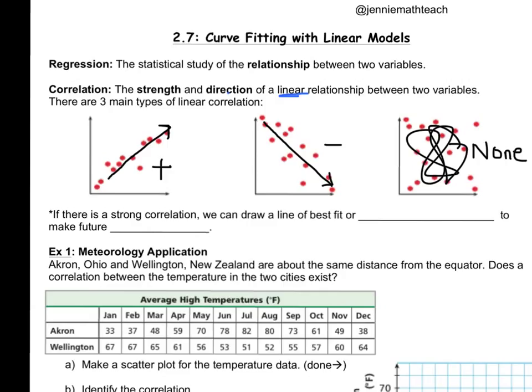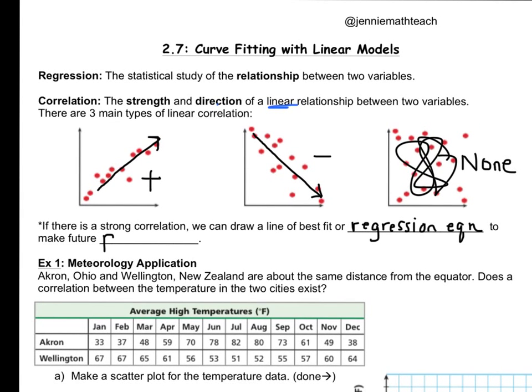So if we have something like that, we can draw a line of best fit, like I was doing, or the fancy word for it is a regression equation. And then we can use that line to make future predictions. Because as humans, all we can do is collect data and then use it to figure out things that we don't know. So we're going to be looking at a lot of real-life situations.